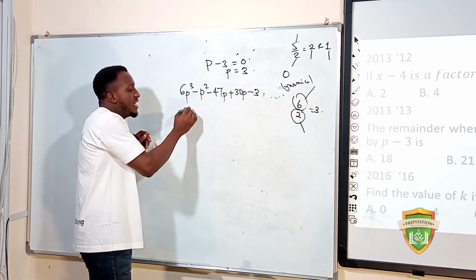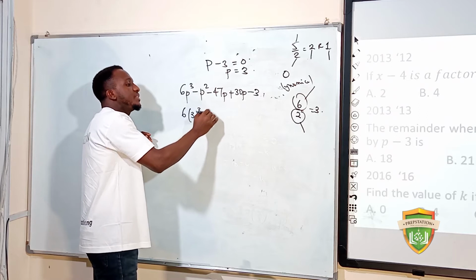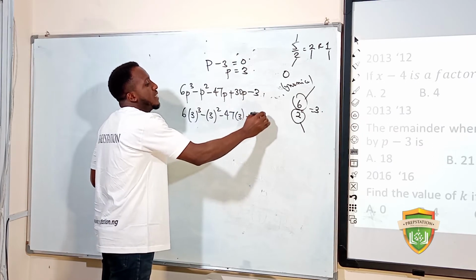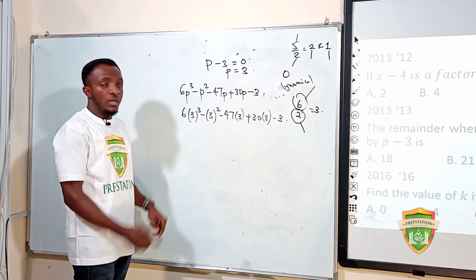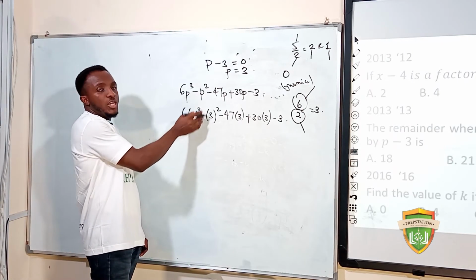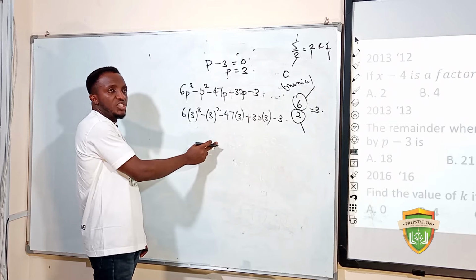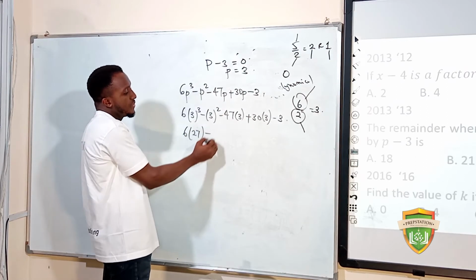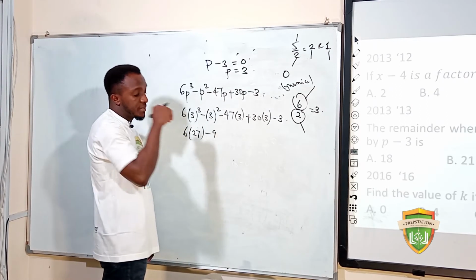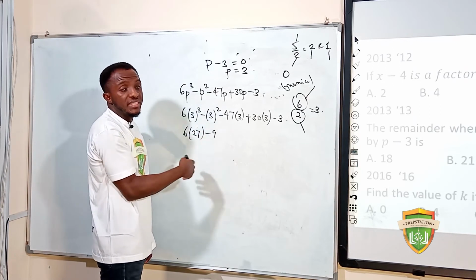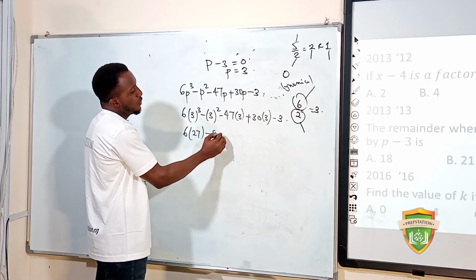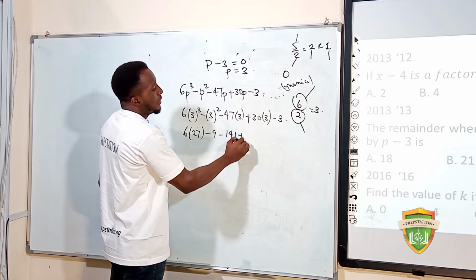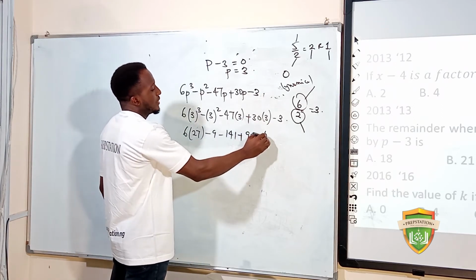So let's do that. This is 6 times 3 cubed minus 3 squared minus 47 times 3 plus 30 times 3 minus 3. So 3 cubed is 3 times 3 times 3, which is 27. So 6 times 27 minus 3 squared, which is 9. Now 3 times 47: 3 times 7 is 21, 3 times 4 is 12. So that would give you minus 141. 30 times 3 is 90, minus 3.